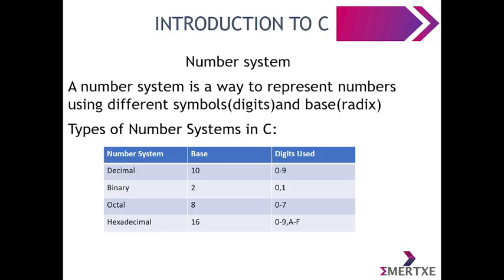Types of number systems in C: decimal with base 10, and the digits used are 0 to 9; binary with base 2, and the digits used are 0 and 1; octal, base 8, and the digits are 0 to 7; hexadecimal, base 16, digits used are 0 to 9 and A to F.